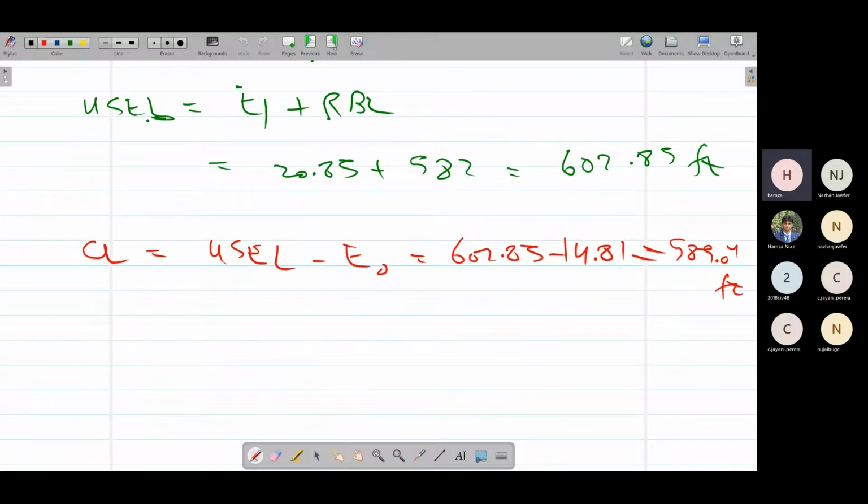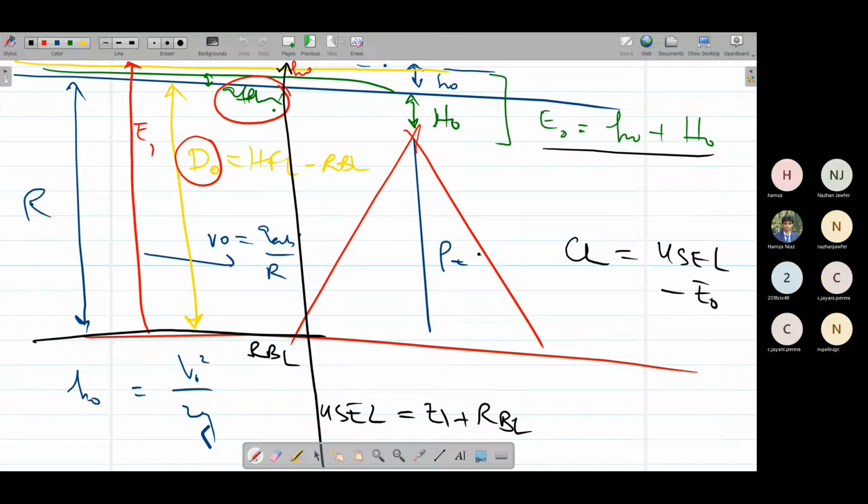Or should we move onwards? Yes, brother, we'll go to the next one.